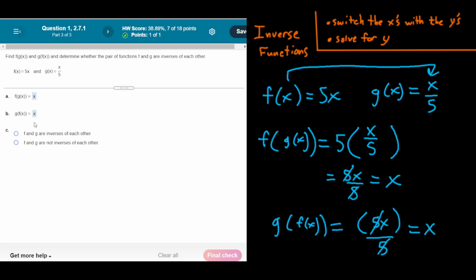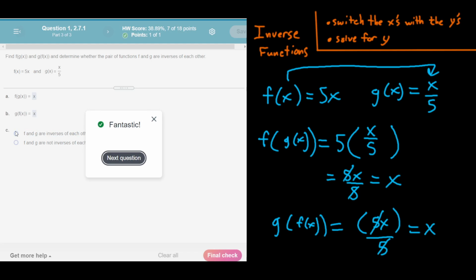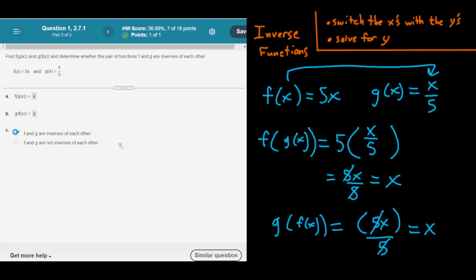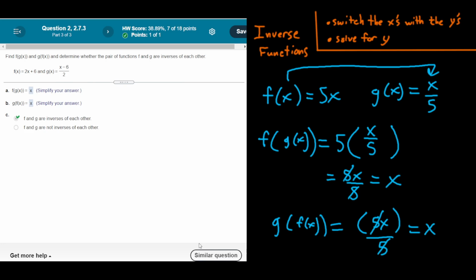So it's safe to say that they are indeed inverses of each other. And that's the idea, and this is what we're going to be doing with the equations. You can plug one equation into the other, and this is when they give you the second equation to work with. So we're going to keep going.